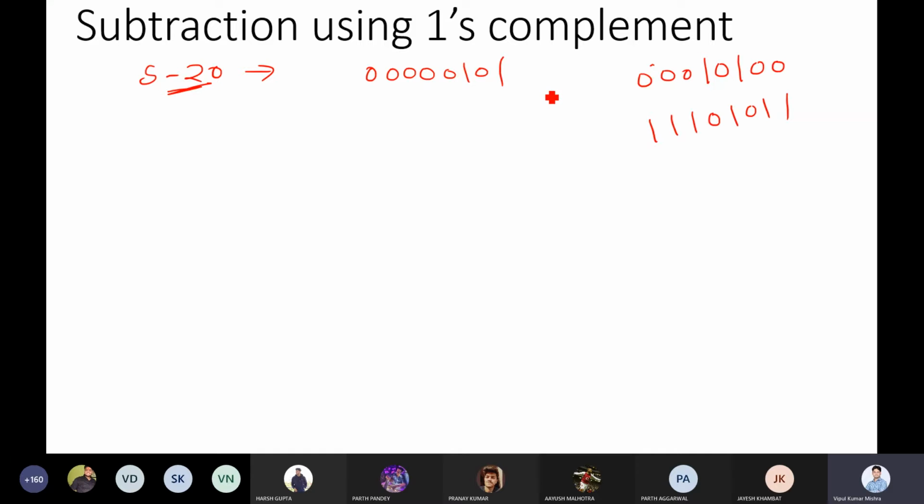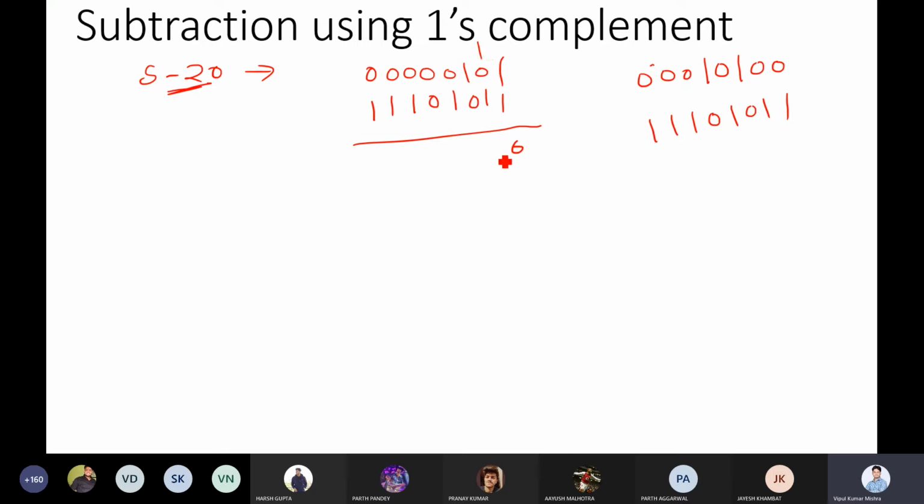Now we have to add both of them, right? So you are just putting it here so that we can add it. 1, 1, 1, 0, 1, 0, 1, 1. Let me add it. So 1 plus 1 is 0, 0 plus, so here we have a carry.